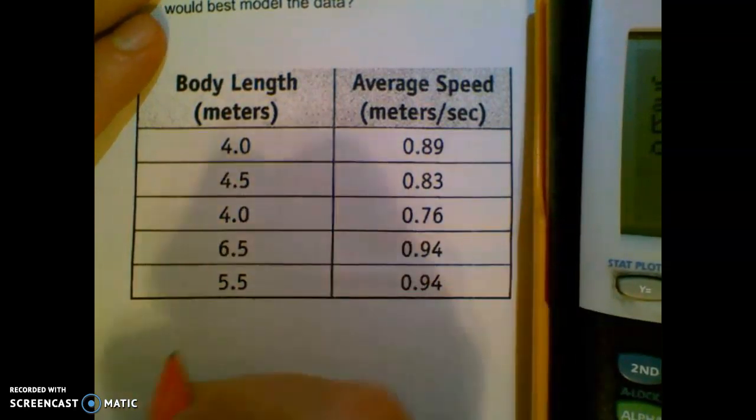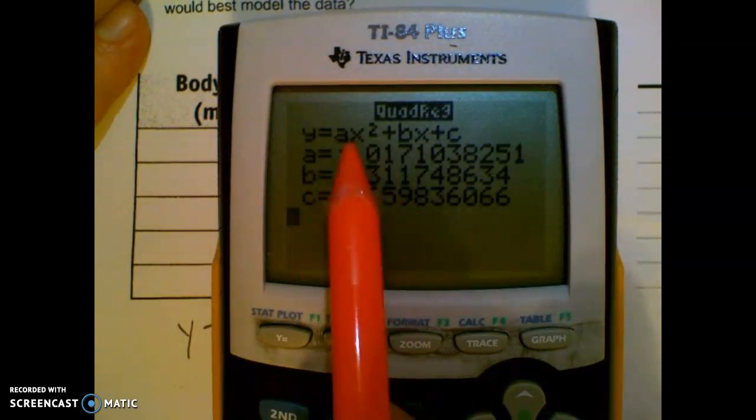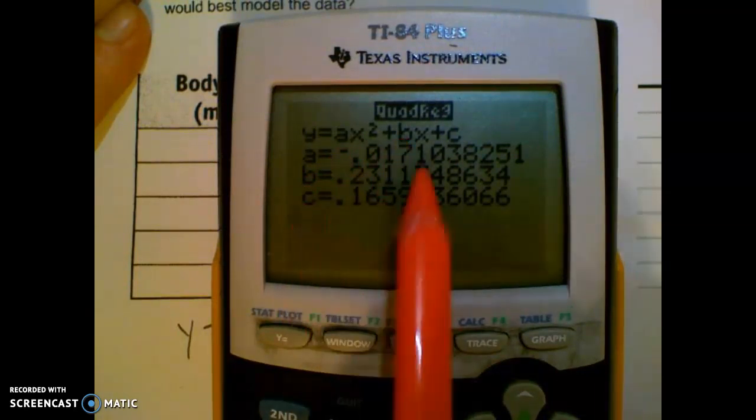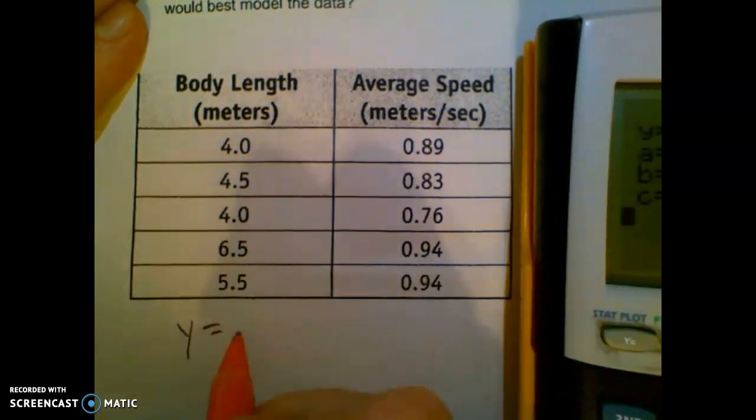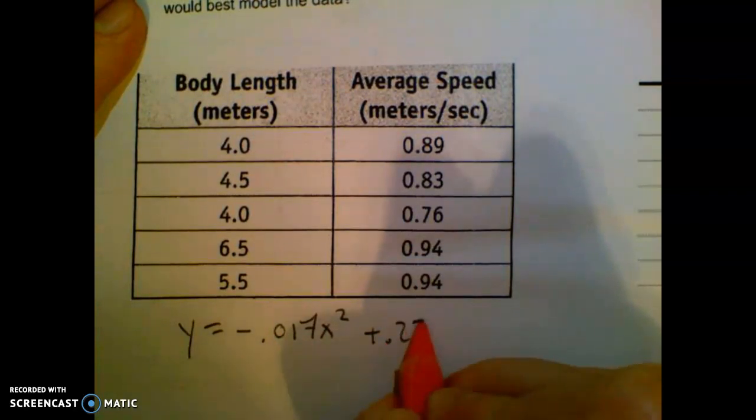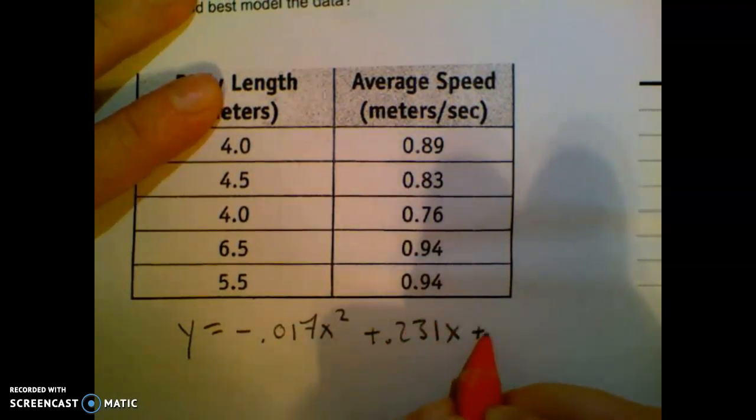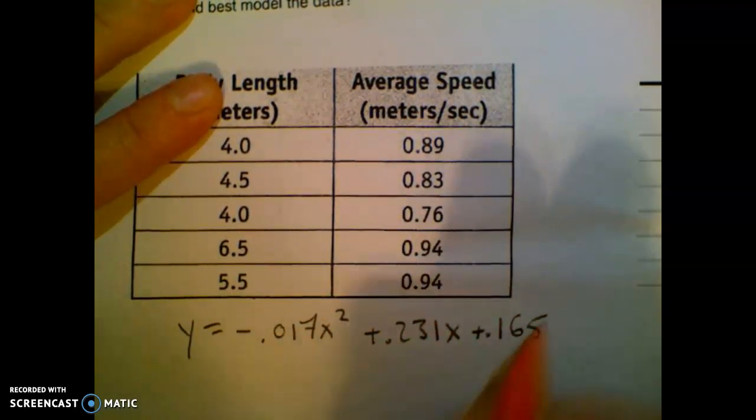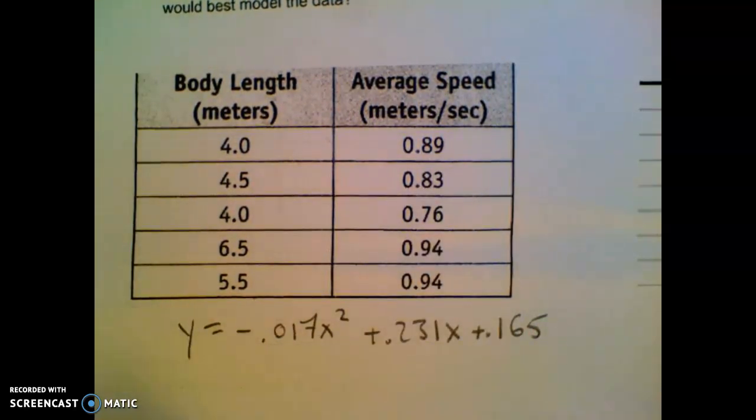So my equation is y equals, and I'm just going to take these values for ax squared plus bx plus c. So I get negative 0.017x squared plus 0.231x plus 0.165. Okay? So there is my equation.